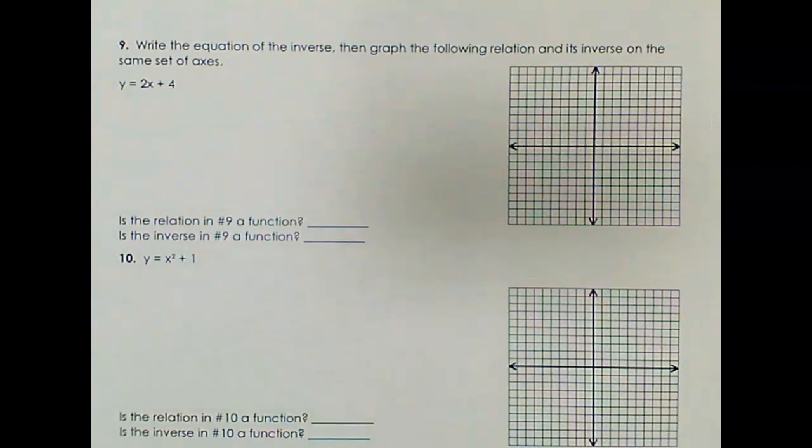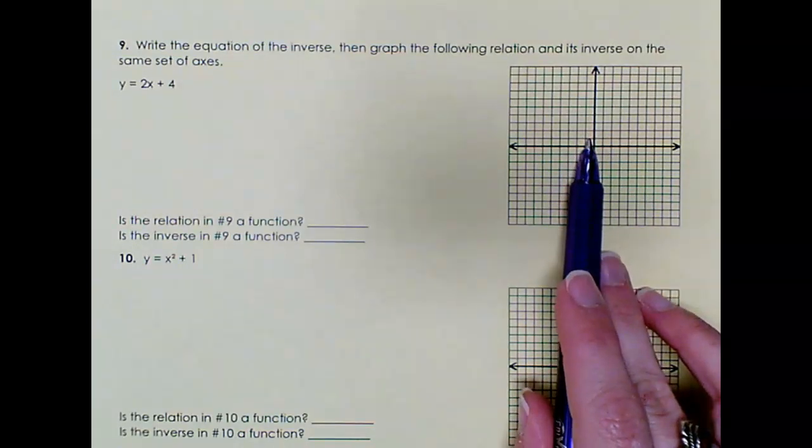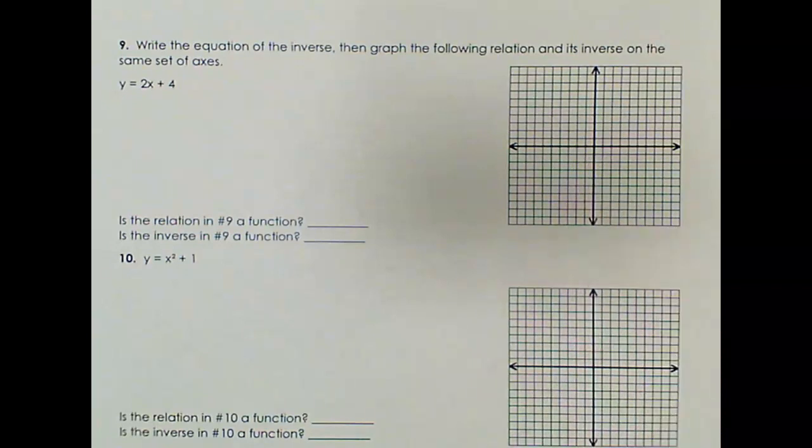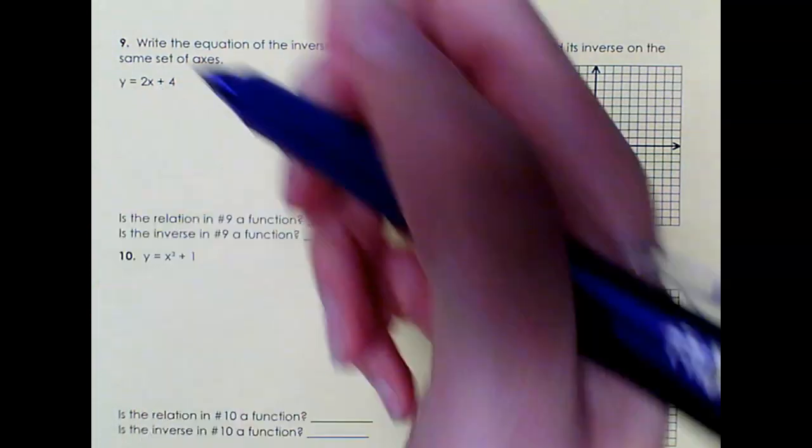So on number 9, the problem says write the equation of the inverse, then graph the following relation and its inverse on the same set of axes. So we're going to graph the relation, the original one, and we're going to graph its inverse on the same graph so that we can see how they look. So first, let's graph the original.